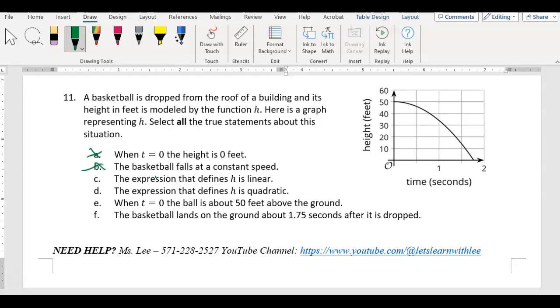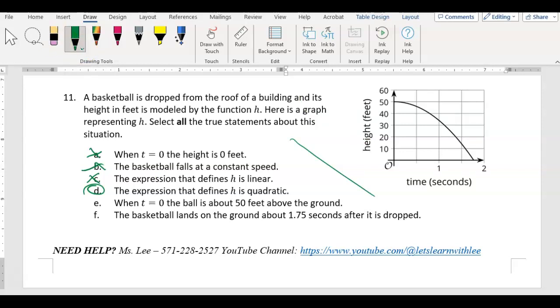B, the basketball falls at a constant speed. No. If the basketball fell at a constant speed, then we would have a straight line, right? The expression that defines h is linear. That is not a line, so no. The expression that defines h is quadratic. Yes, quite likely because of gravity. This looks kind of like a decay, but decay would look like that, right? So decay would be going the other direction, have a curve under instead of a rounded curve up.